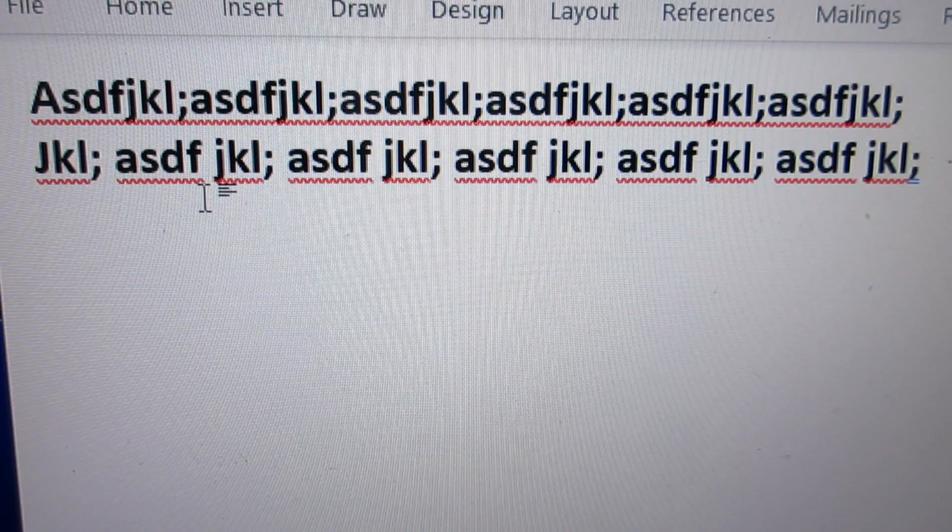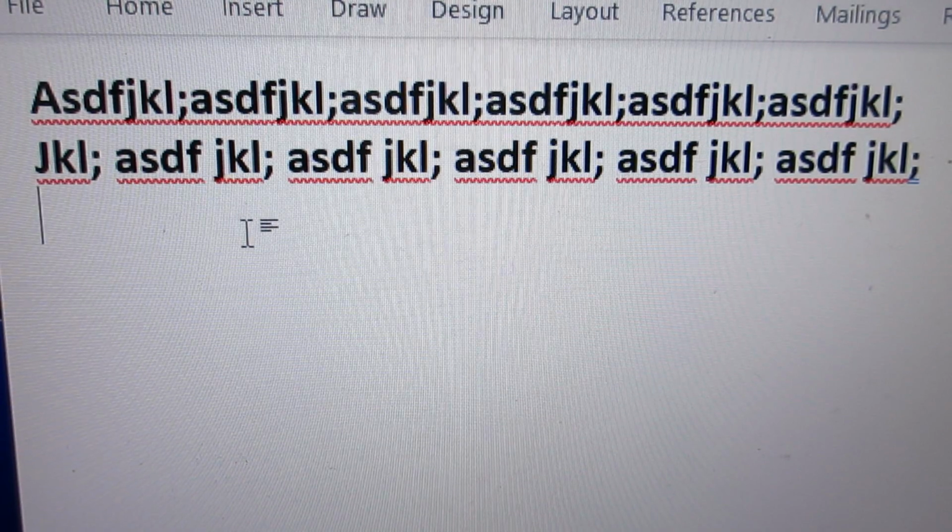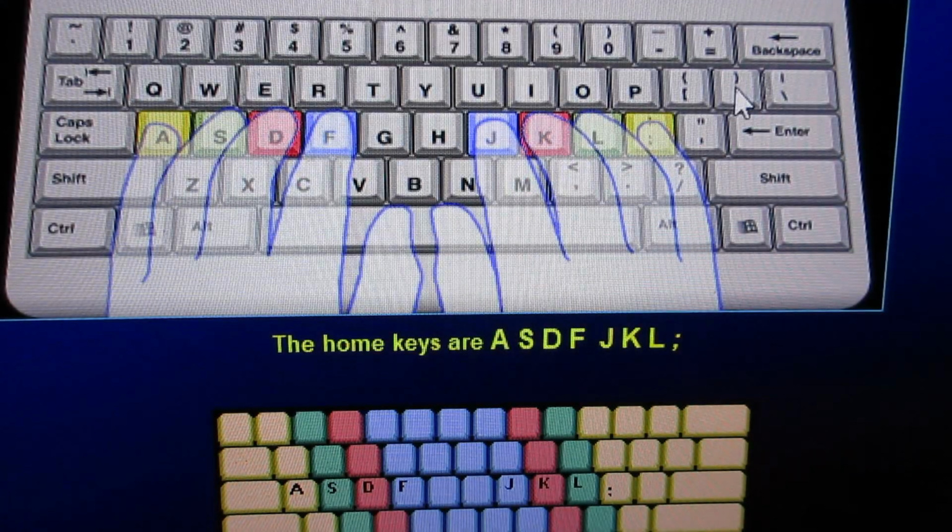Okay, so now let's include the enter key. The enter key moves the insertion point to the beginning of a new line. Reach to the enter key with the fourth finger of your right hand. Keep your J finger at home. Lightly press the enter key. Practice using the enter key until you can do so with confidence and without looking at your hands.